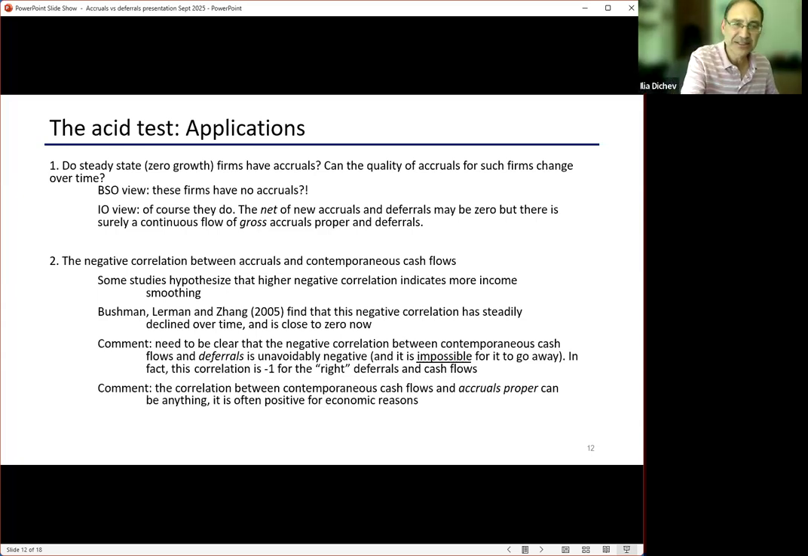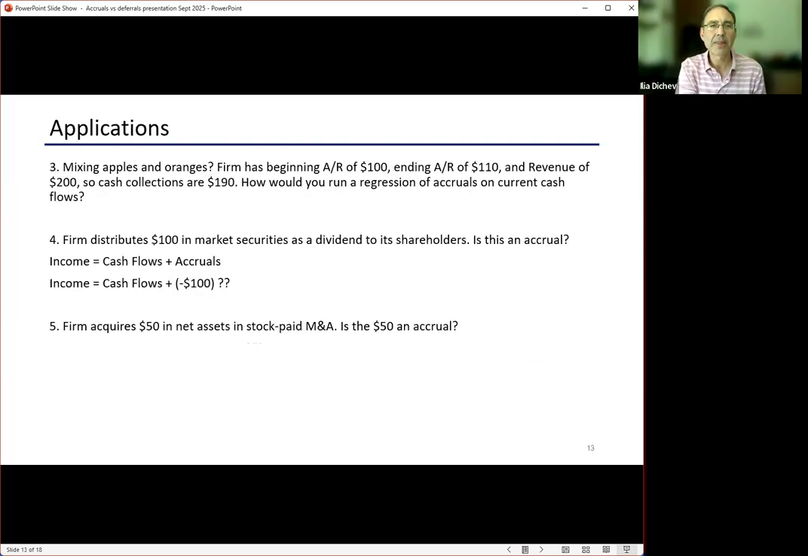Here, what I'm saying is between accruals proper and contemporaneous cash flows, the correlation could be anything, but it's very likely positive in many cases. For example, if you have more cash sales, you like to get more credit sales. That's a positive correlation. Just laying out these things, I think it will help. And if you split the accruals into accruals proper and deferrals, you'll see very different properties. So we should be doing that. That's the whole point here.